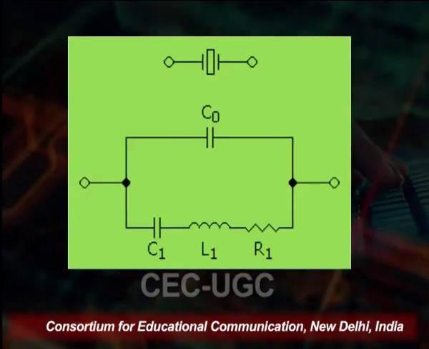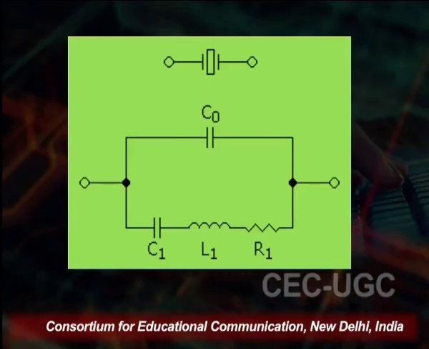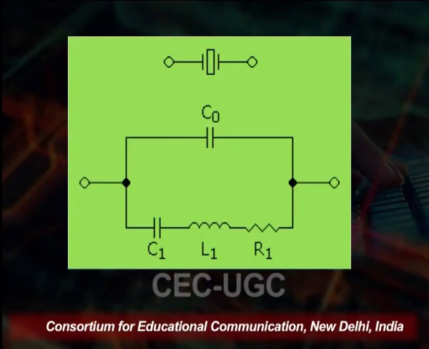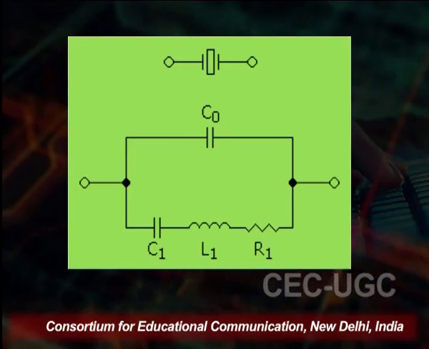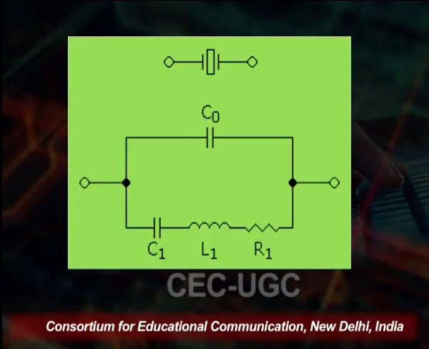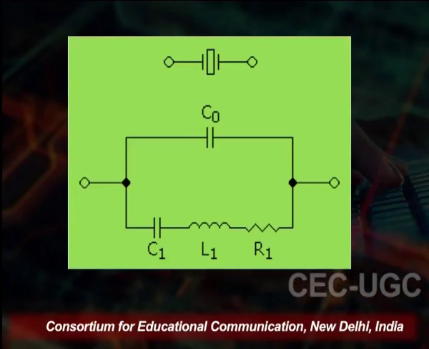You see on the screen, this is the crystal circuit. This is the symbol of the circuit. There is a box, which we use in electronic gadgets. This type of circuit we use in electronic gadgets. This is the resonator. You see, we have C1, L1, R1, the capacitance, inductance as well as the resistance.